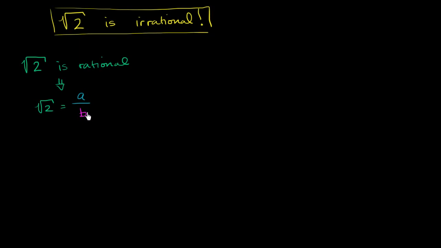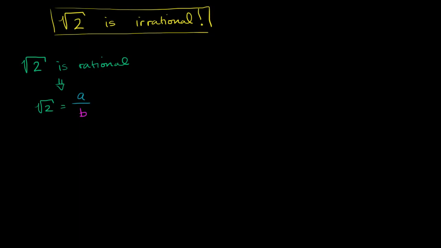Or another way of saying it is that a and b are co-prime. Or another way of saying it is that we can write this as a ratio of two integers where this is irreducible, where these no longer share any factors. If you can write anything as the ratio of two integers, then you can obviously simplify it further, factor out any common factors to get it to a point where it is irreducible.